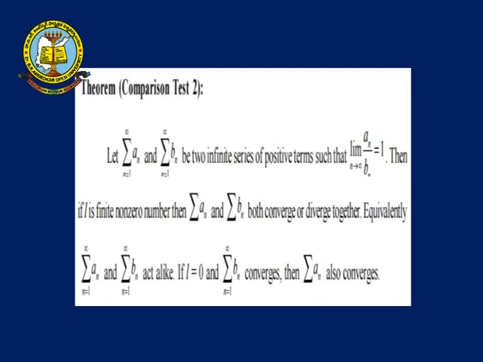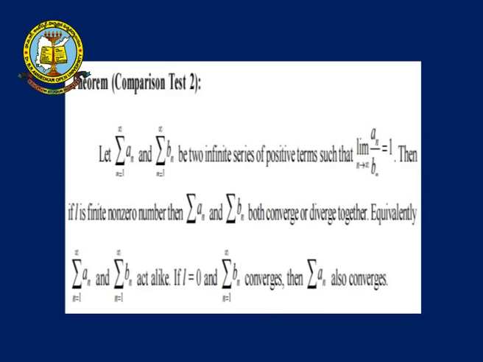Next, comparison test 2. It is the most important; various problems will be asked in the examination, a sure question. Here, take sigma a_n and sigma b_n, n equal to 1 to infinity, two infinite series of positive terms. If I know sigma a_n, then I can generate sigma b_n by comparison, based on a_n less than or equal to b_n or a_n greater than or equal to b_n. Now, with a_n less than or equal to b_n, we can generate sigma b_n from sigma a_n.